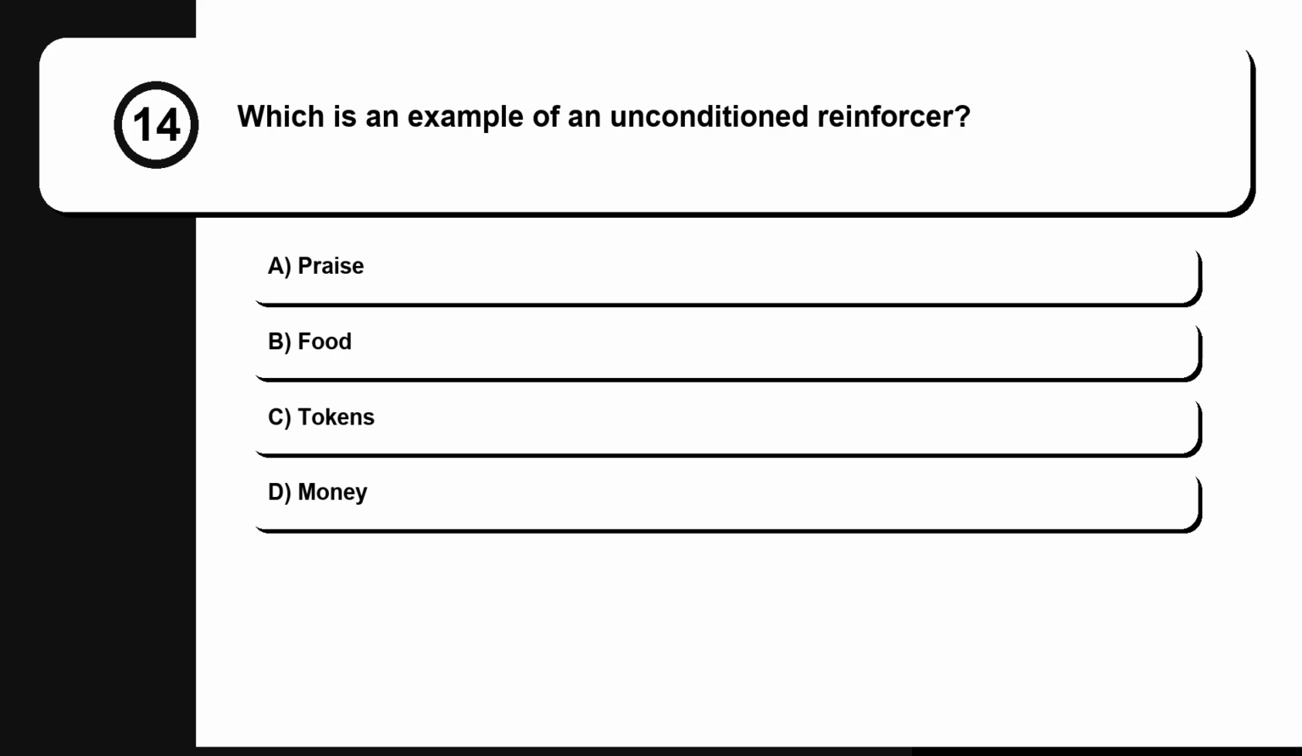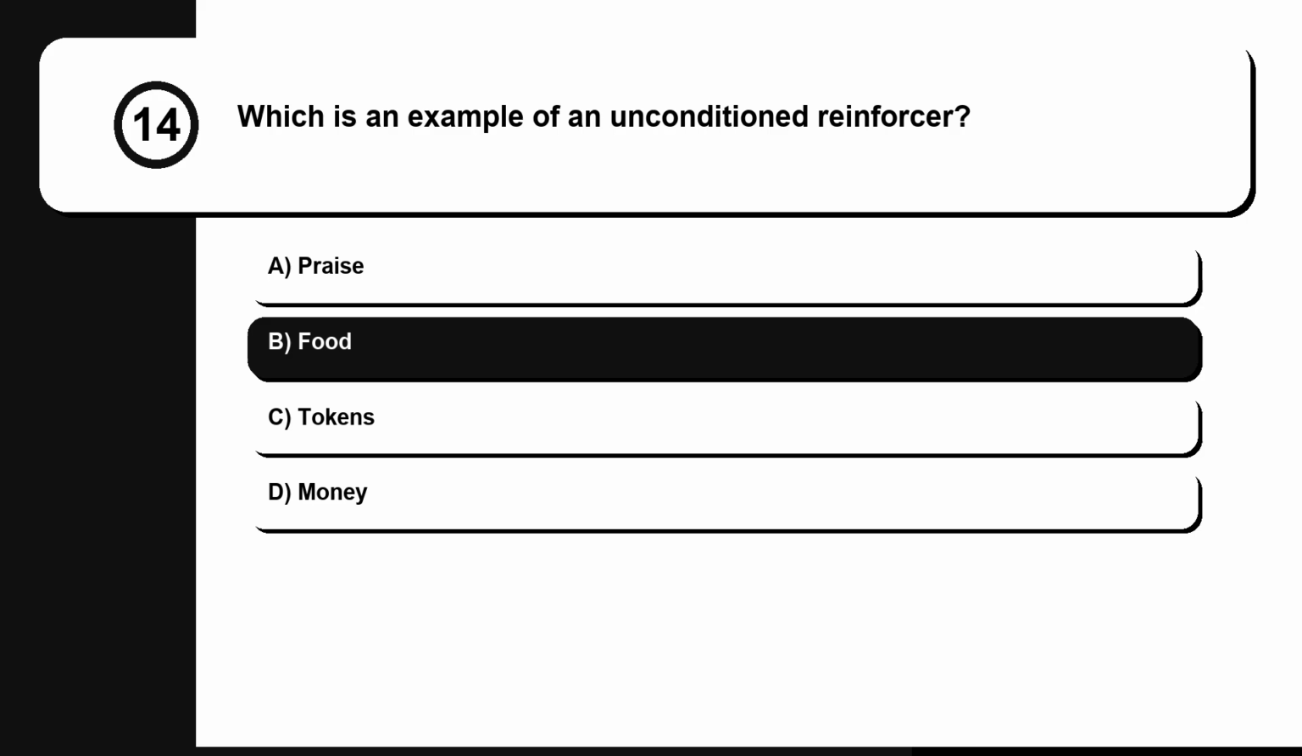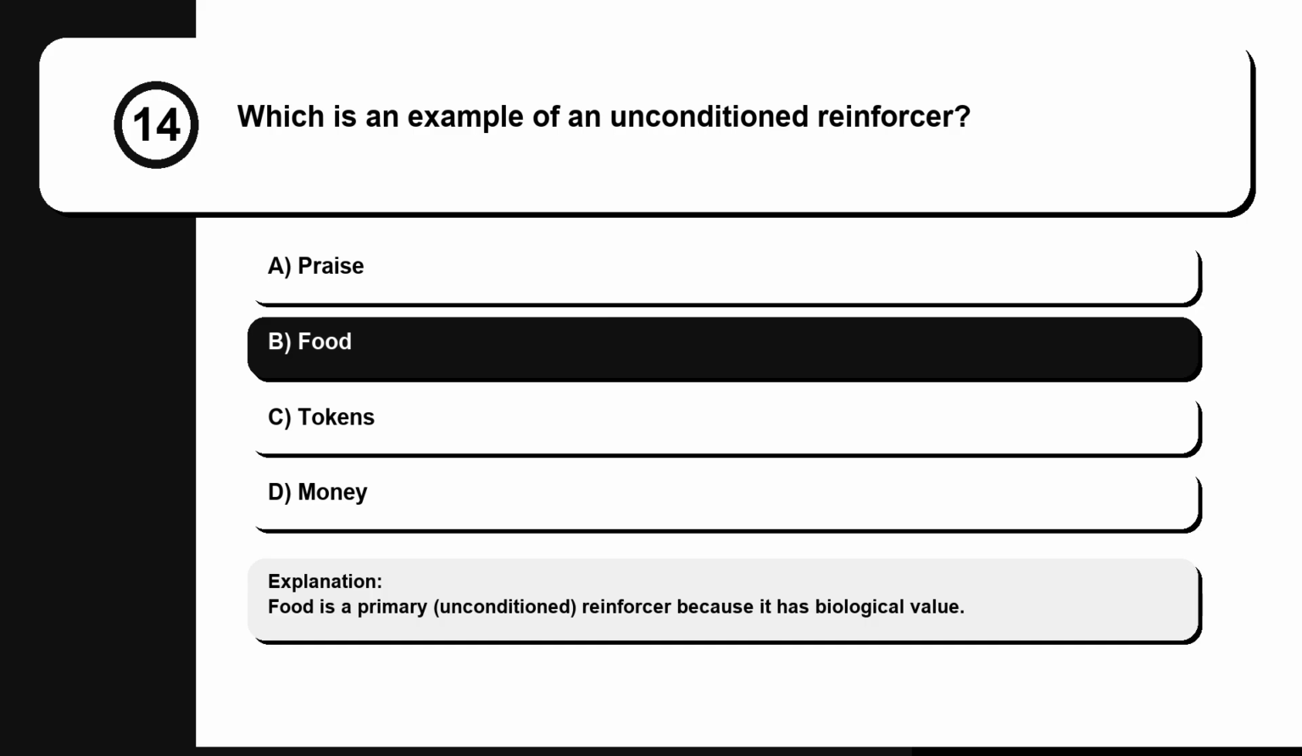Question 14. Which is an example of an unconditioned reinforcer? A. Praise, B. Food, C. Tokens, or D. Money. The correct answer is B. Food. Food is a primary, unconditioned reinforcer because it has biological value.